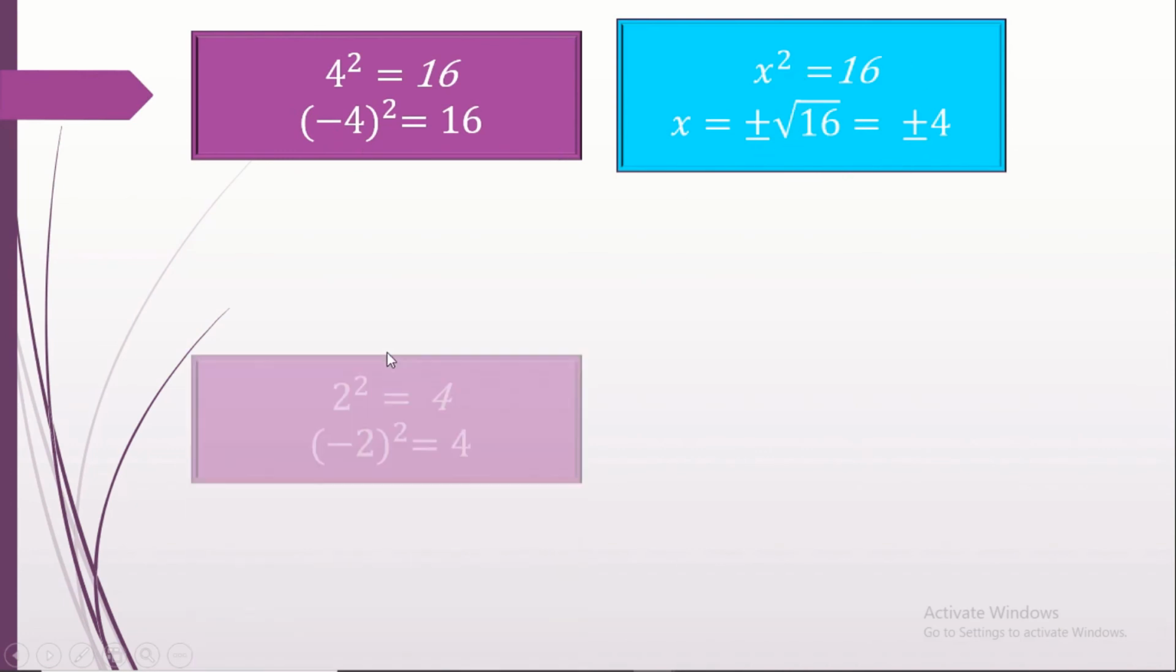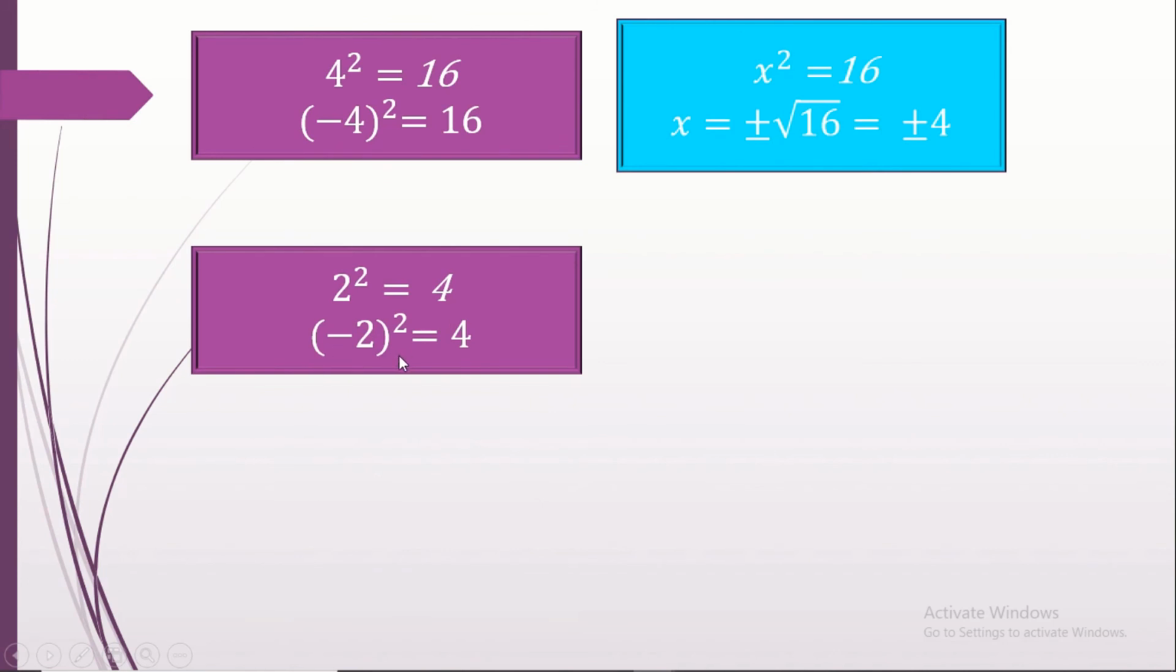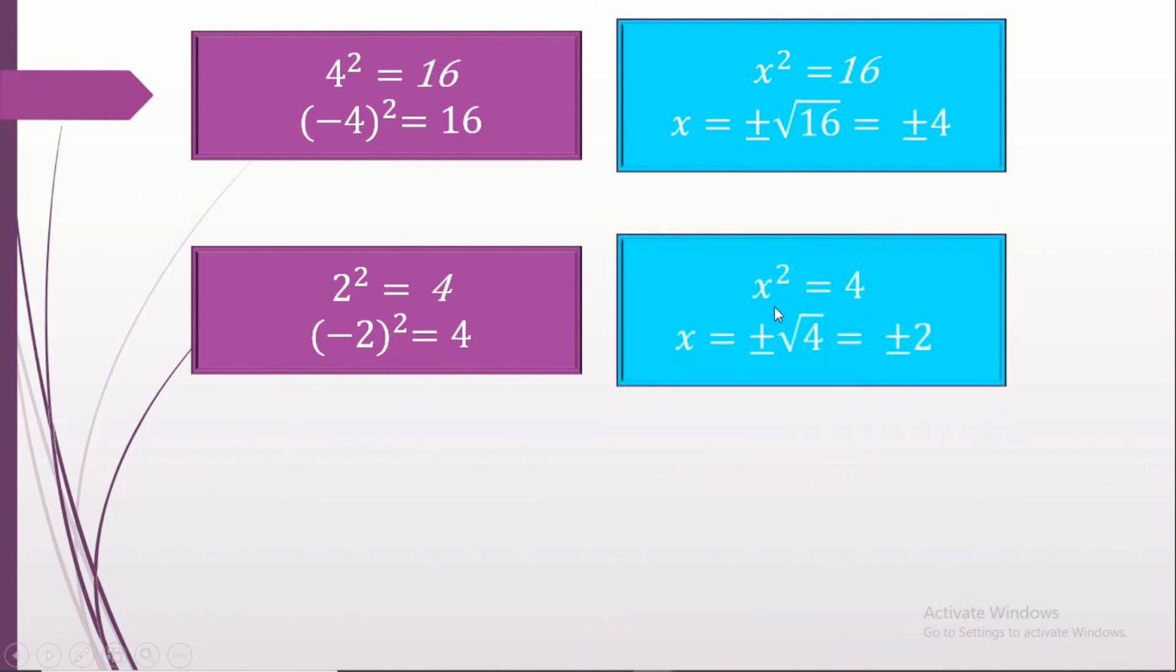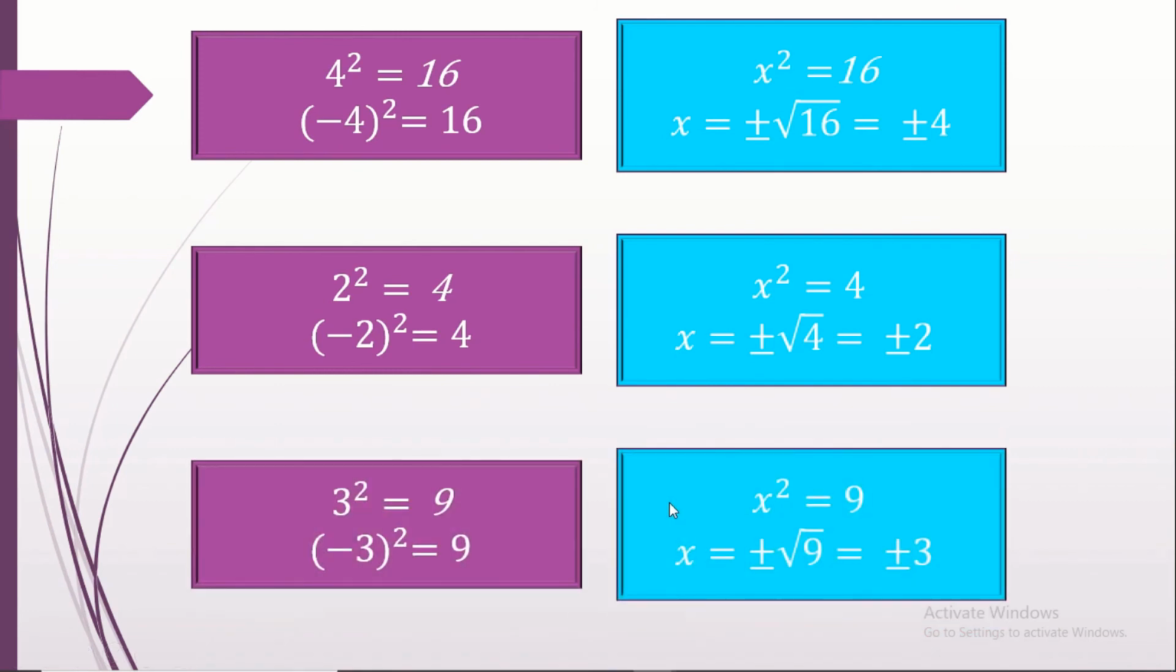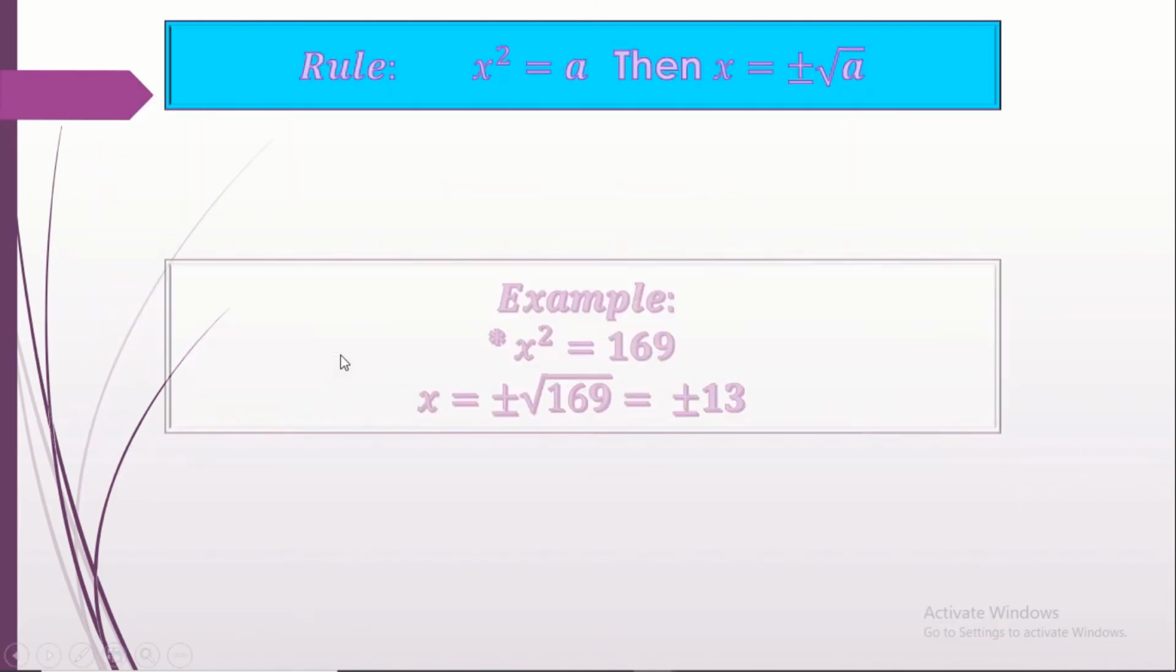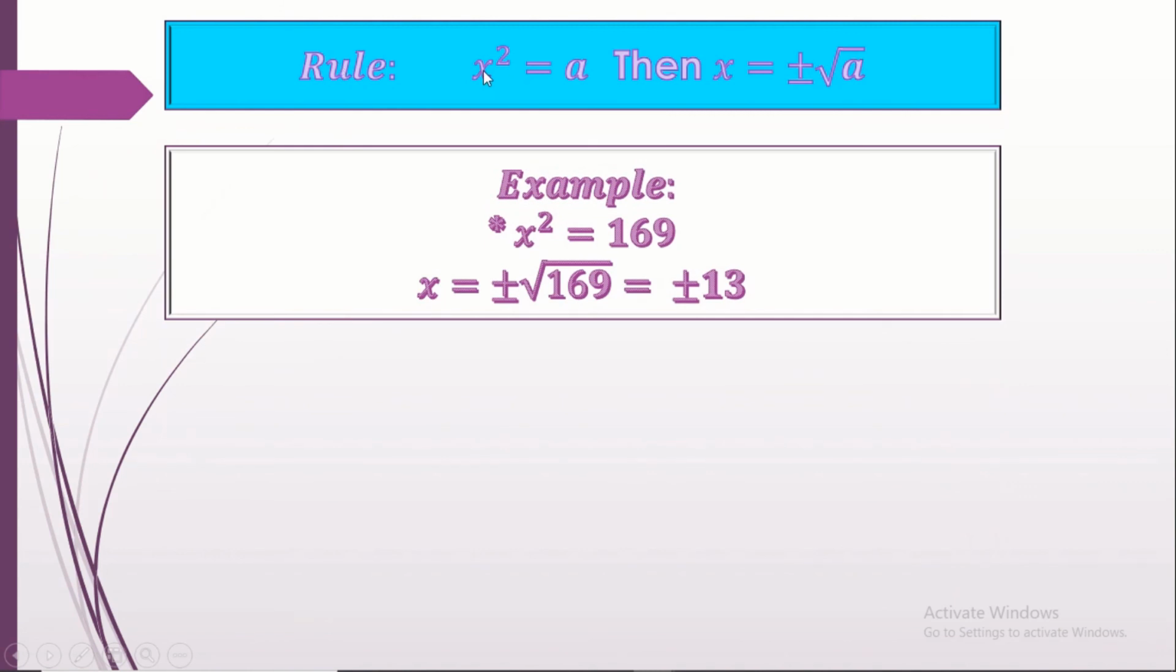Another example; here we are just having an activity to conclude a rule. Also, 2 squared gives us 4 and minus 2 squared gives us 4, since minus squared is a plus. If x squared equals 4, then we conclude that x can be plus or minus 2. So it's plus or minus radical 4, equal to plus or minus 2. Here is another example of the same case. Now we conclude a rule. When we have x squared equals a in general, then x equals plus or minus radical a.